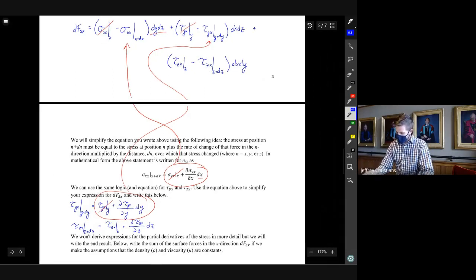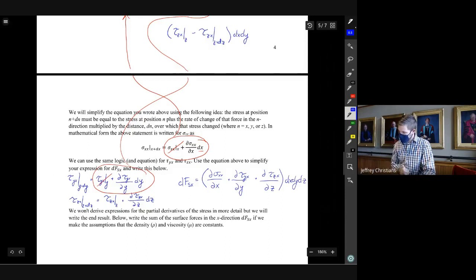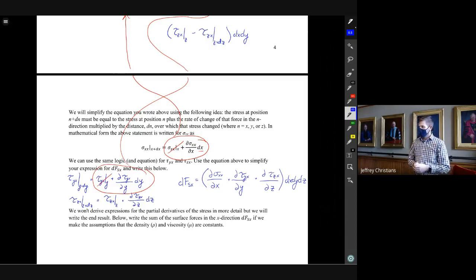So we can write all of this equation: dFsx equals partial sigma xx, partial x, plus partial tau yx, partial y, plus partial tau zx, partial z, times dx dy dz.